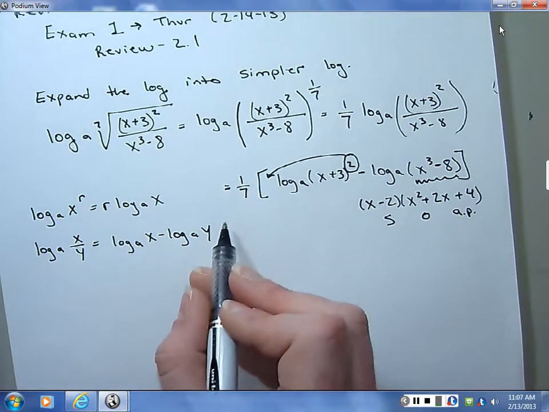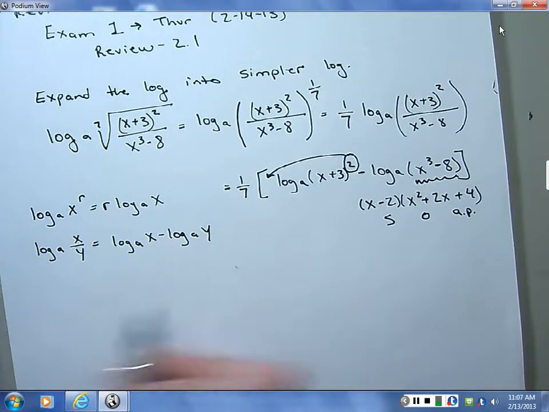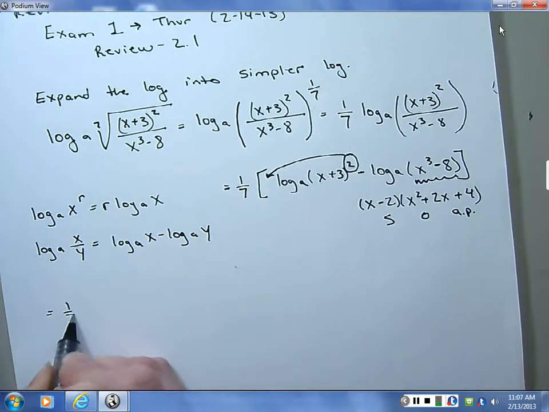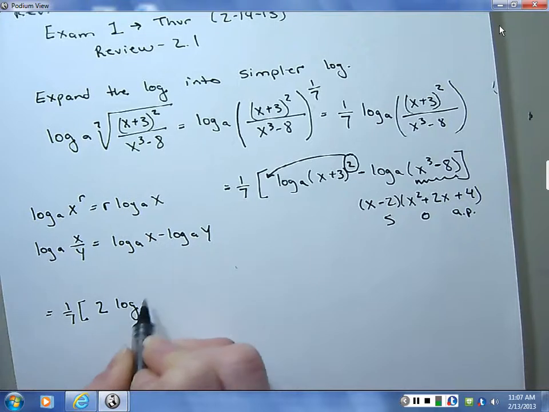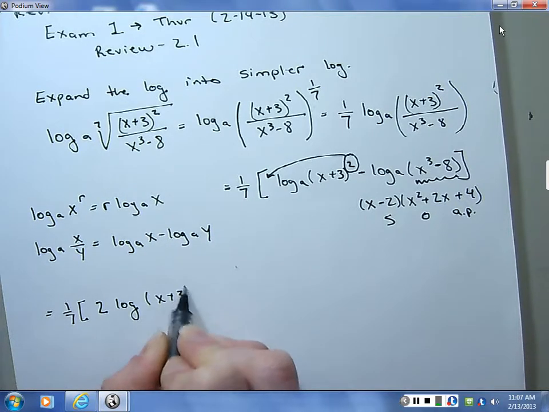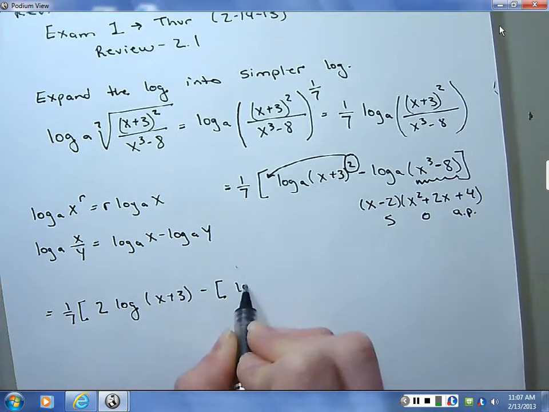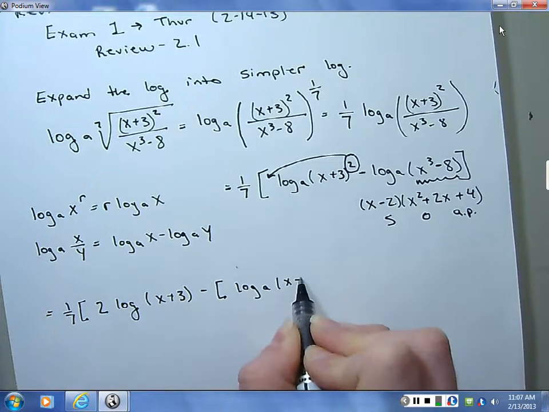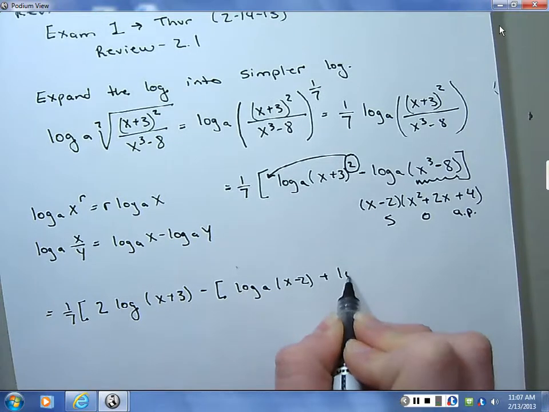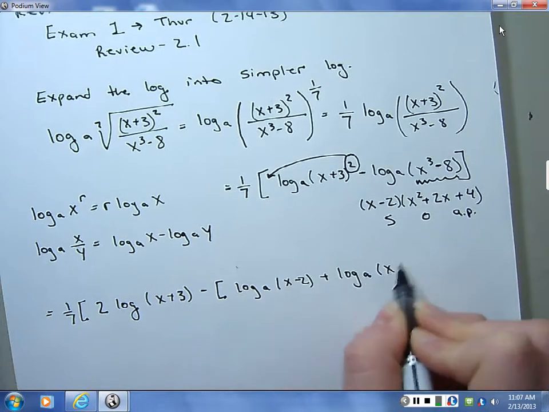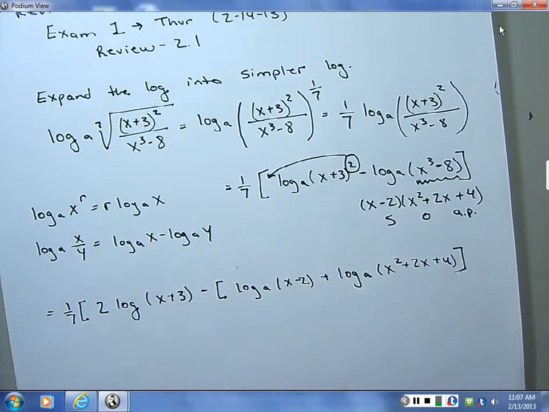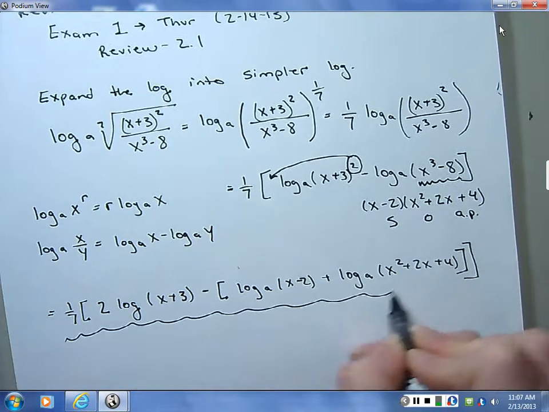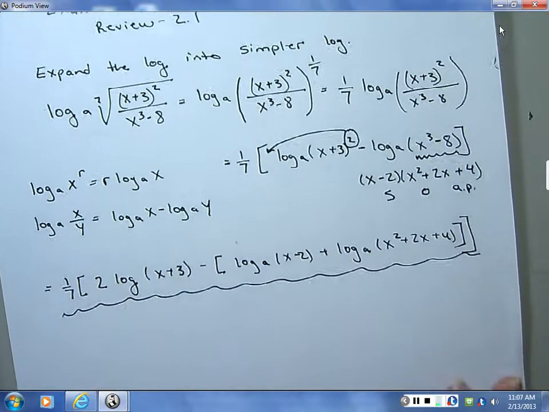I'm going to drop down one more. So I have 2 log of x plus 3 minus the quantity log base A of x minus 2 plus log base A of x squared plus 2x plus 4. And this is as simplified as it can get. There's no other simplification you can do.